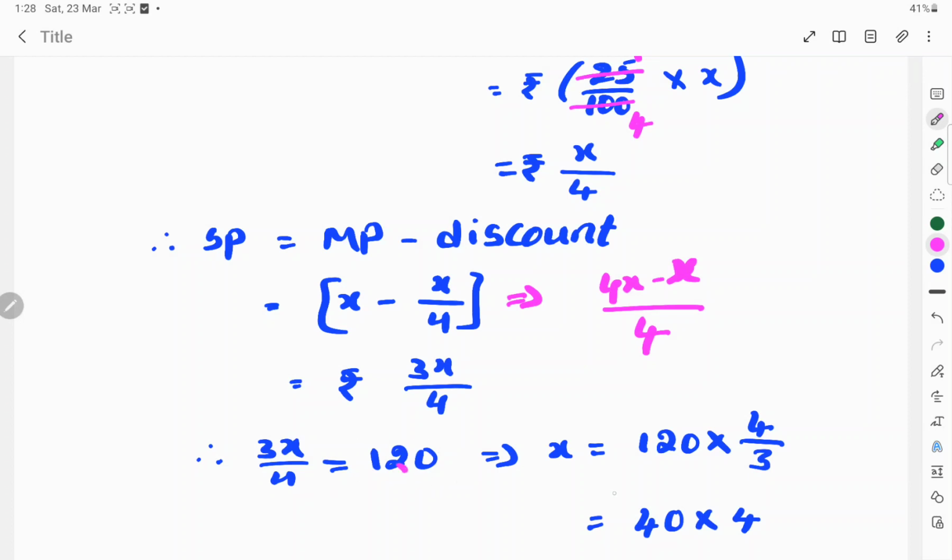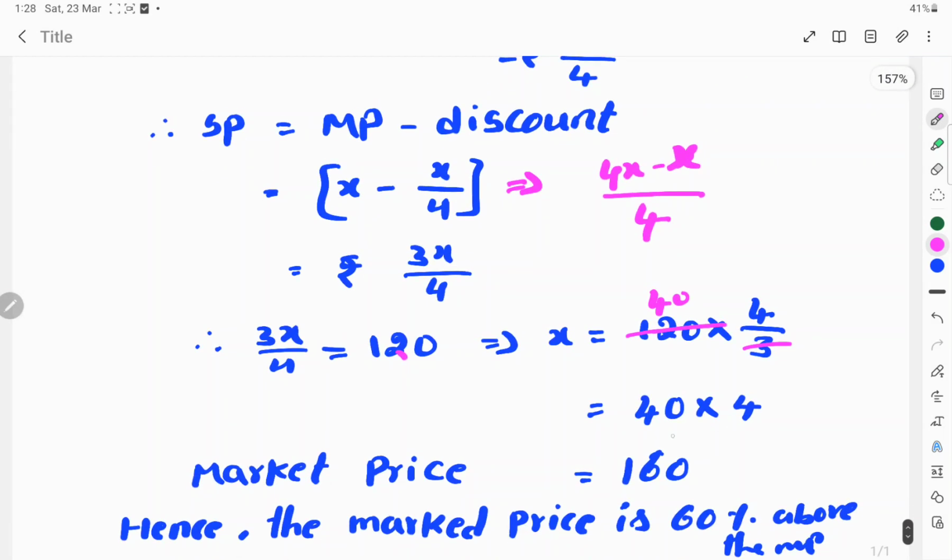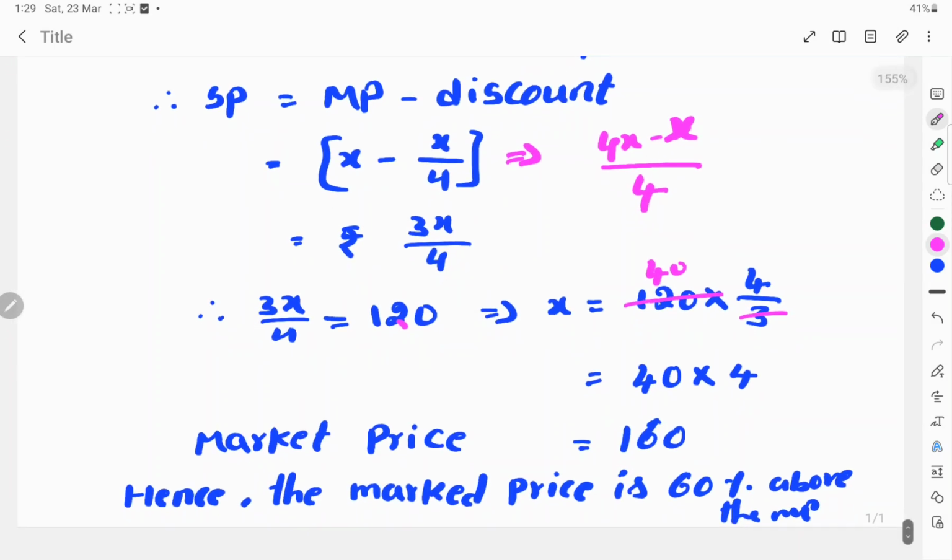So X is equal to 120 into 4 by 3. The 3 by 4 moves from the left hand side to the right hand side as the reciprocal of the fraction, so 4 by 3. Here 3 cancels in 120, 40 times. So 40 into 4 is 160 rupees. Market price is 160.